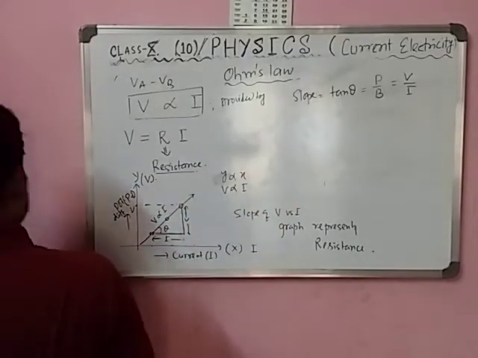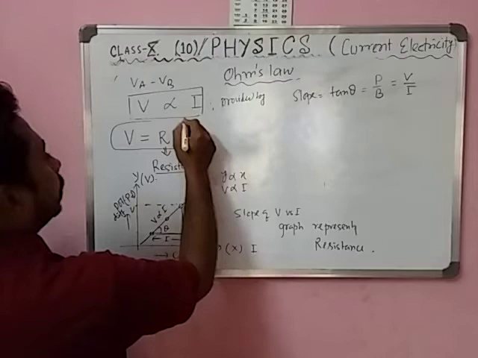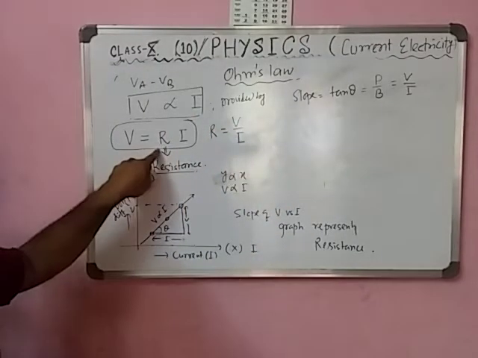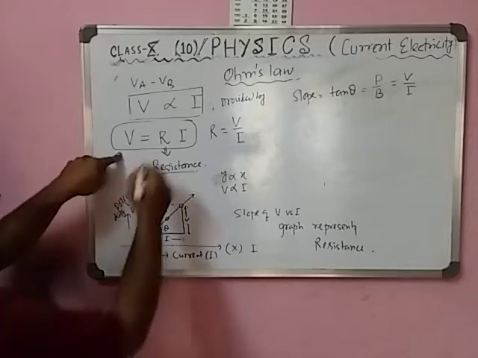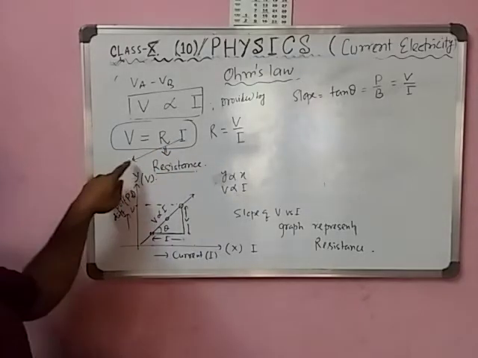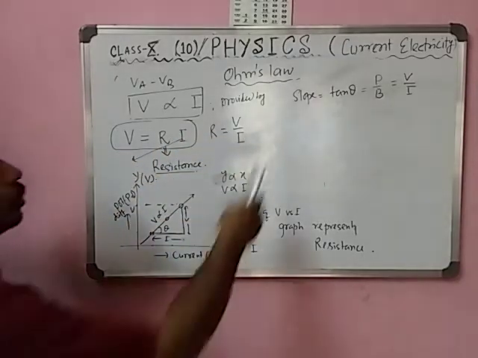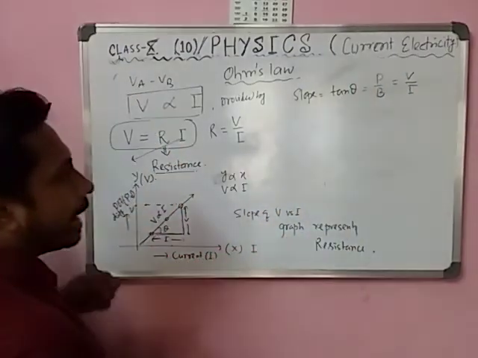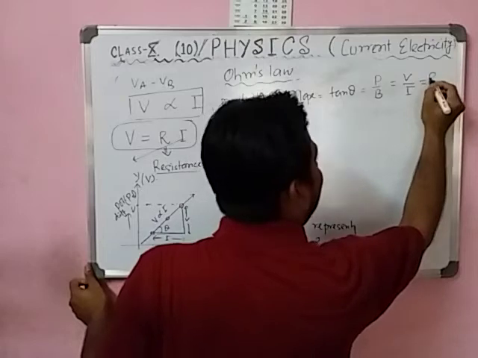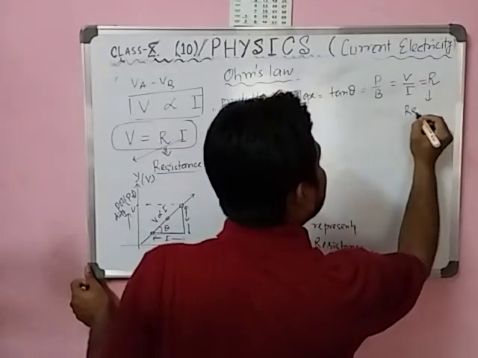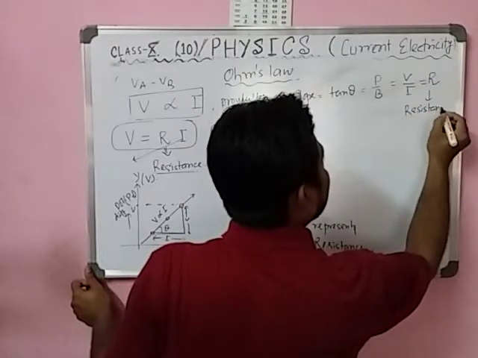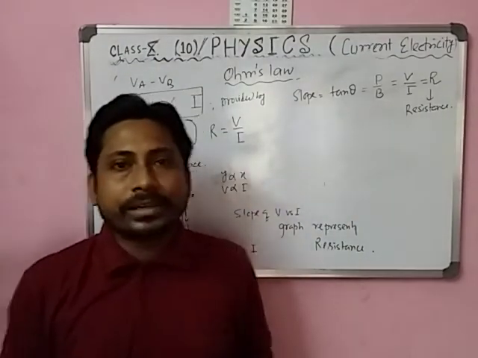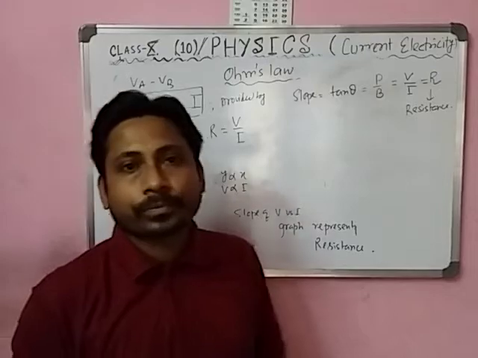And from this formula, you can write R is equal to V by I. R equal to V by I. Okay, I comes to the denominator, so R equal to V by I. So slope means tan theta equals perpendicular by base equals V by I, and that means it represents R. R means resistance. Okay, so the slope of the VI graph represents resistance.